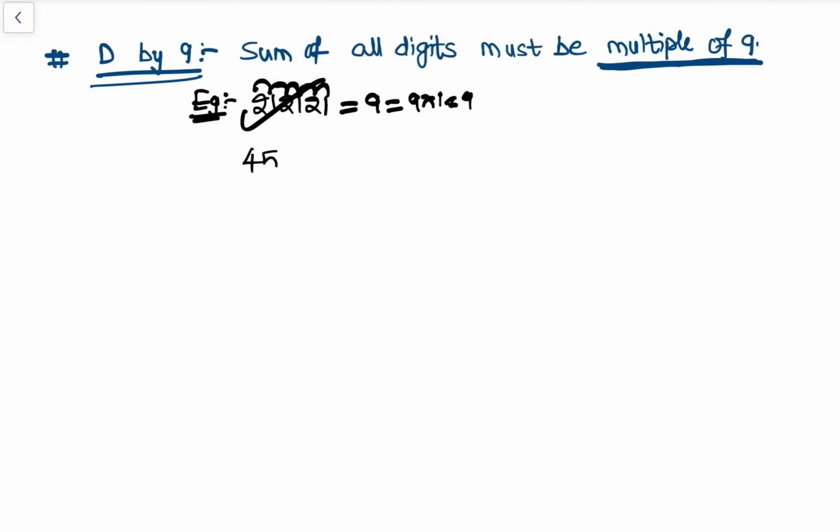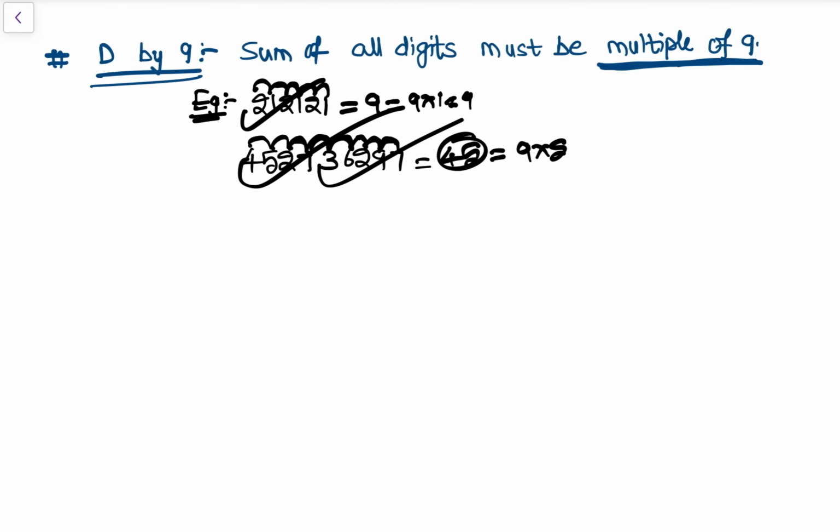Similarly, say 4 5 2 7 3 6 2 9 7. Sum, देखो, see, 4 plus 5 9, 11, 11 plus 7 18, 18 plus 3 21, 21 plus 6 27, 27 28 29, 29 plus 9 38, 38 plus 7 45. 45 is what? 9 into 5, multiple of 9 है. So this entire number is divisible by 9.